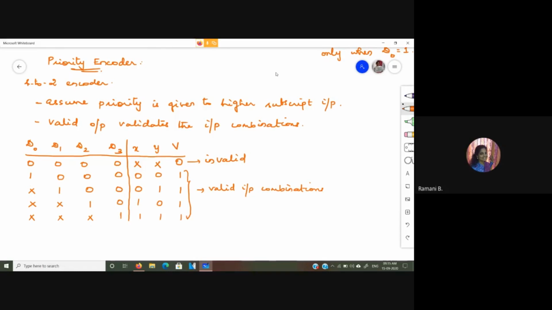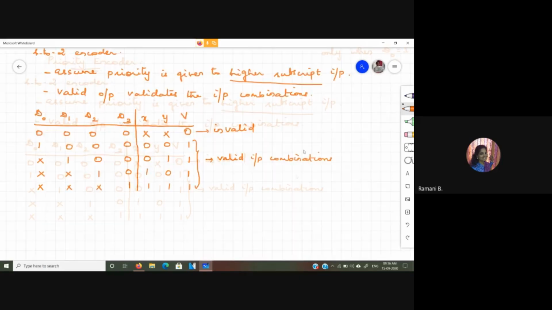Yes. In that case, you will be having this as, if I am going to give lower subscript priority, D0 should have a 1 and all these D1, D2 and D3 will be a don't care for 0, 0. Okay. And here this will be 0, 1 and don't care in D2, D3. Okay. Let us see that table also. Okay. This is giving priority to the higher subscript. After completing this circuit, we shall see for lower subscript input also.